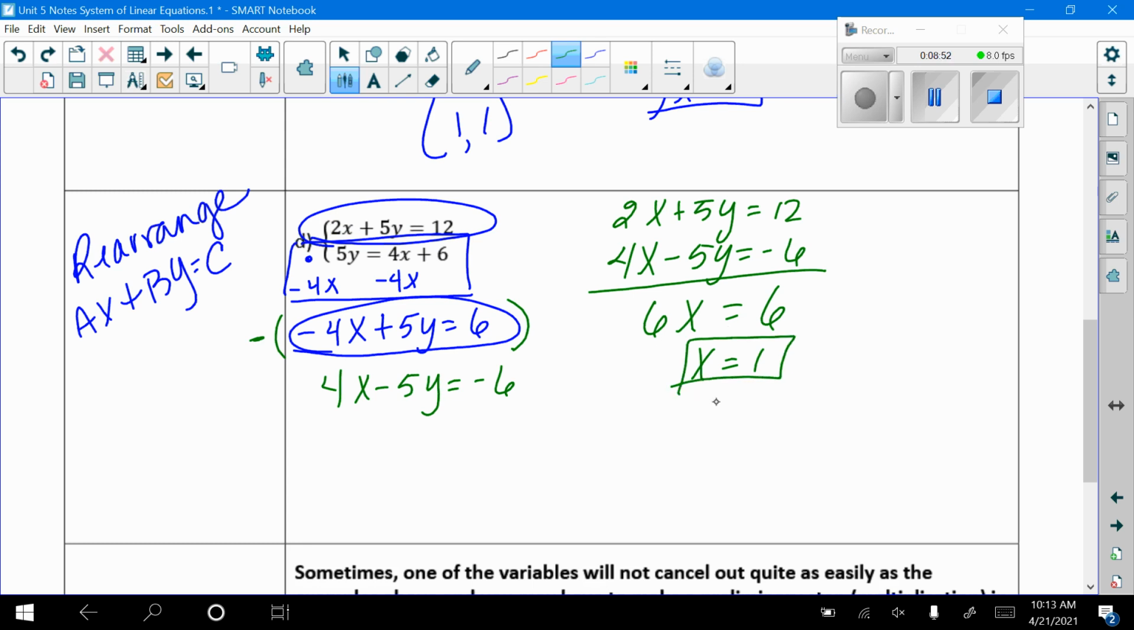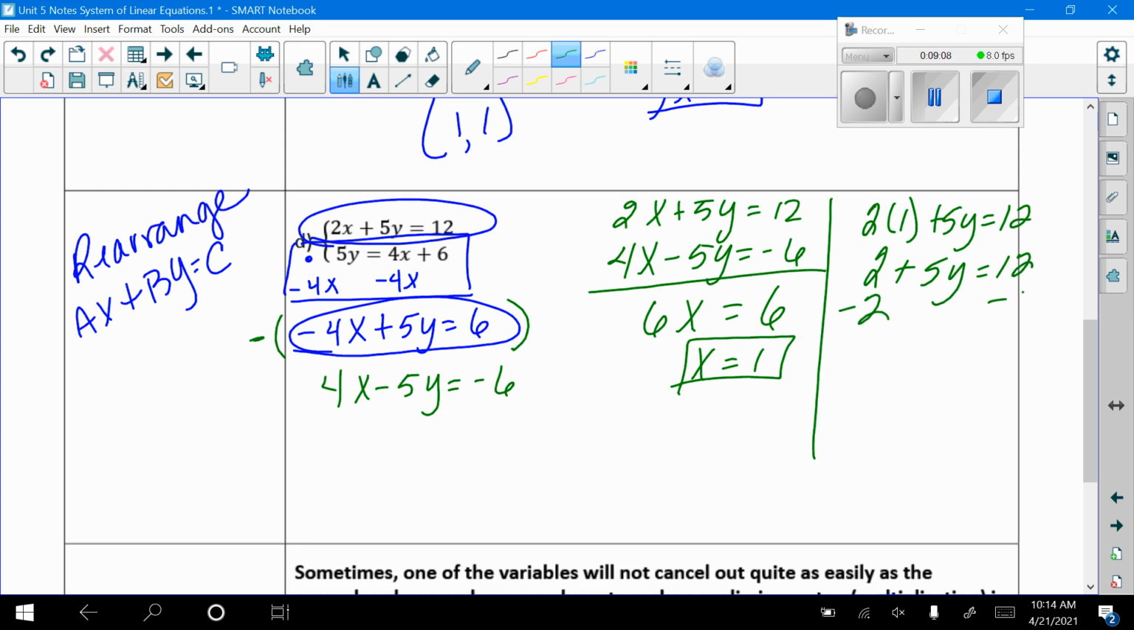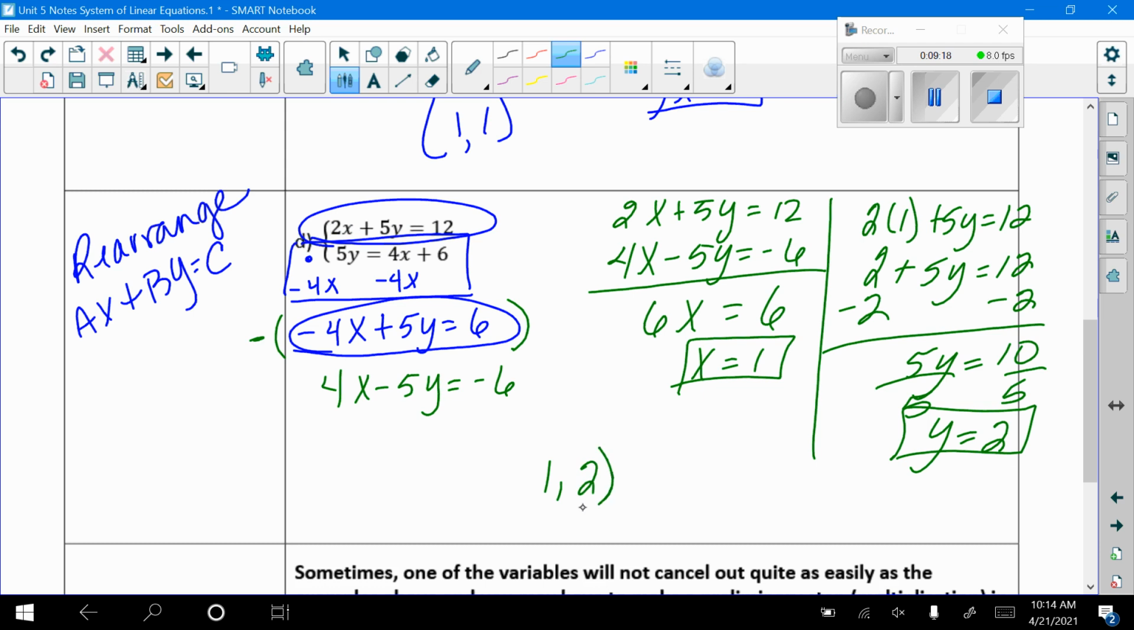Go back to an original equation. So one of my originals, I would go with this top one that I have not touched and say 2 times 1 plus 5y equals 12. 2 plus 5y equals 12. Take away 2 on both. I get 5y equals 10. And divide by 5. So y is equal to 2. So 1, 2.